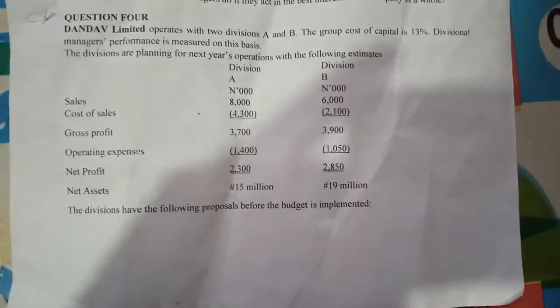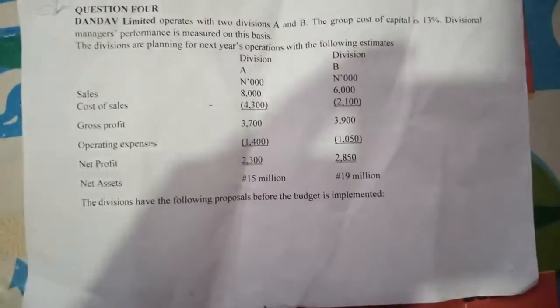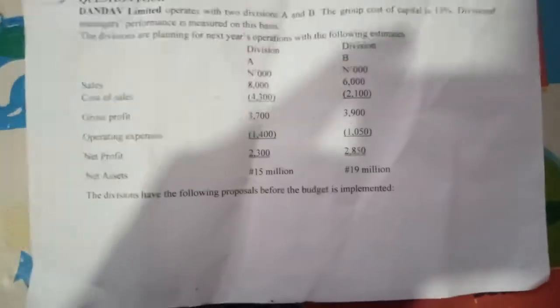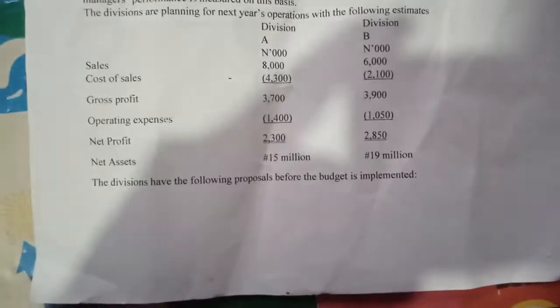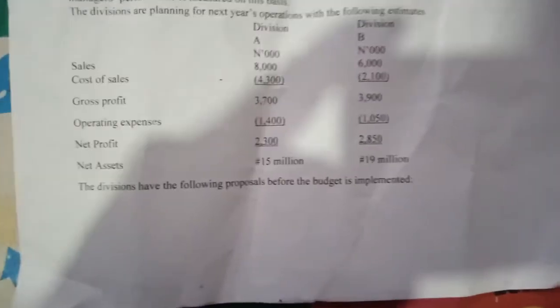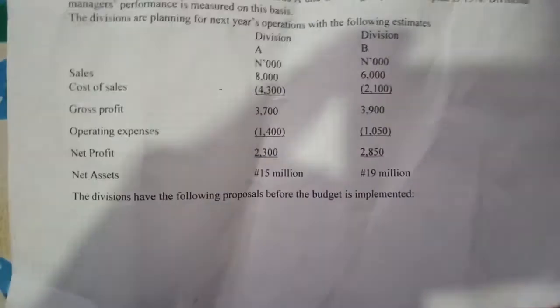We have divisions A and B. They gave us sales and cost of sales. Sales less cost of sales gives us gross profit, then operating expenses, then we get net profit. Then net assets are 15 million and 19 million respectively. Net assets simply also means capital employed.